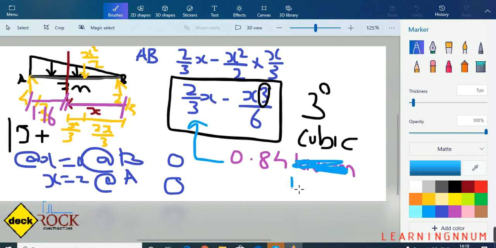In this equation, 2 by 3 into 0.84 minus x cube, which means 0.84 cube, divided by 6. So I am getting 0.46.